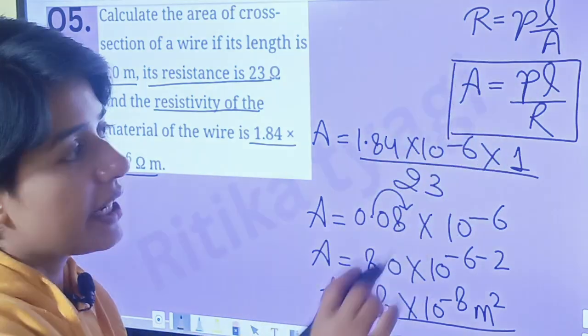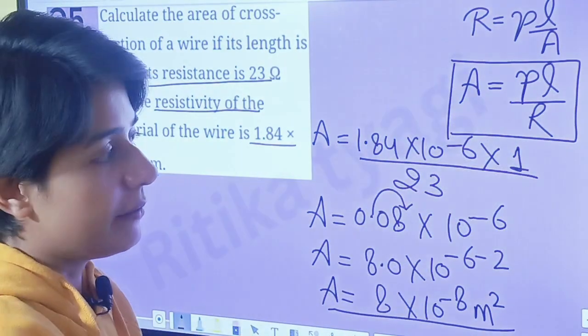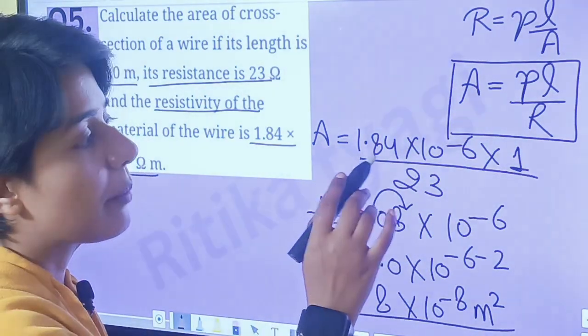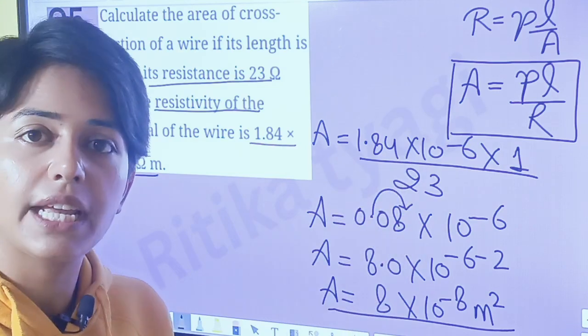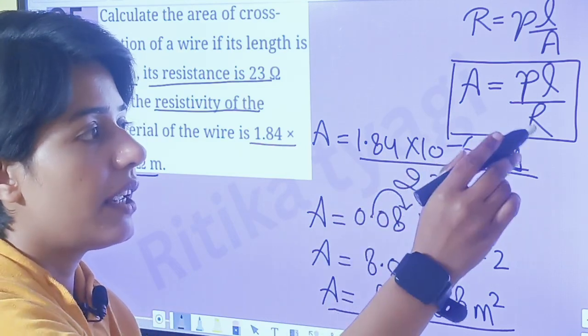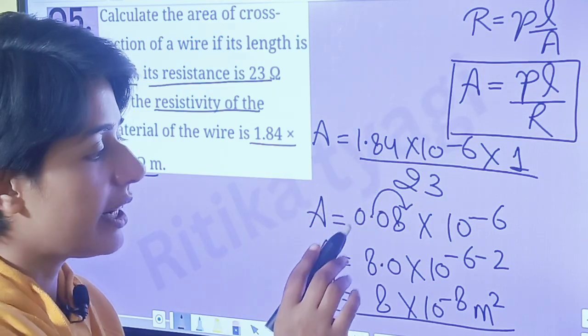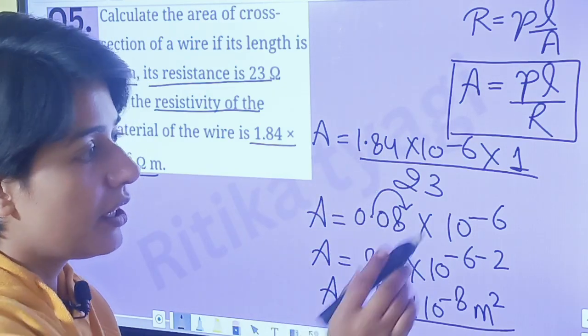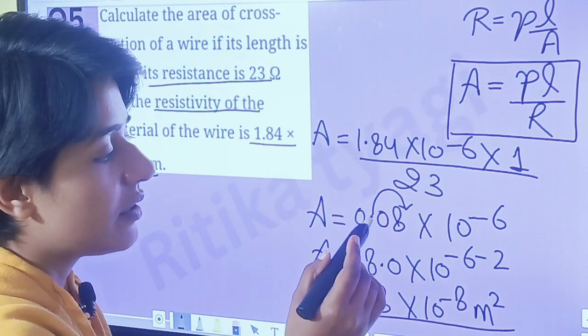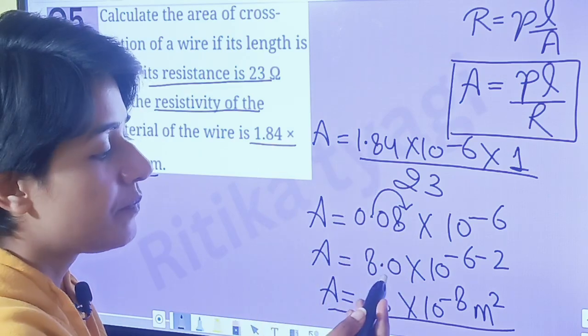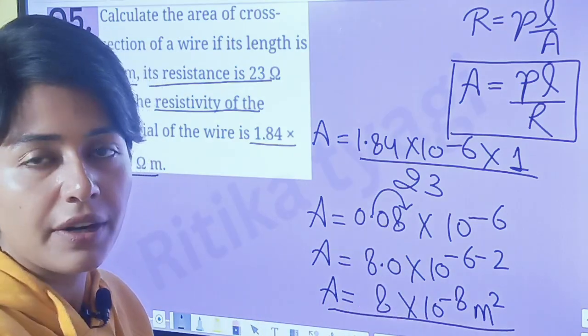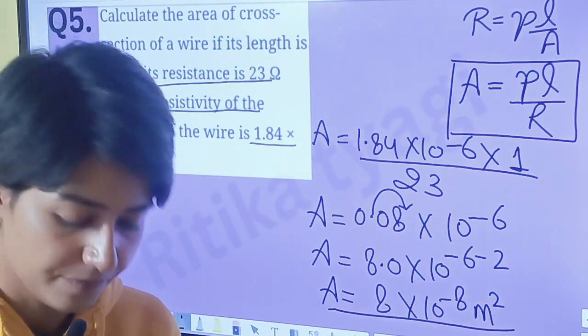R equals rho L by A, then A equals rho L by R. Putting the value for rho, 1.84 multiplied by 10 to the power negative 6, L is 1, R is 23. On dividing 1.84 by 23, we get 0.08 and then 10 to the power negative 6. Displacing the decimal by 2 digits, it is 8 multiplied by 10 to the power negative 8 meter square.